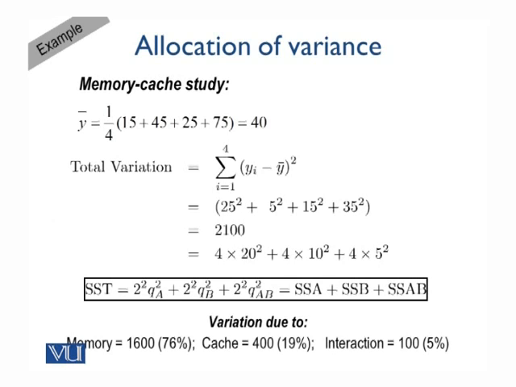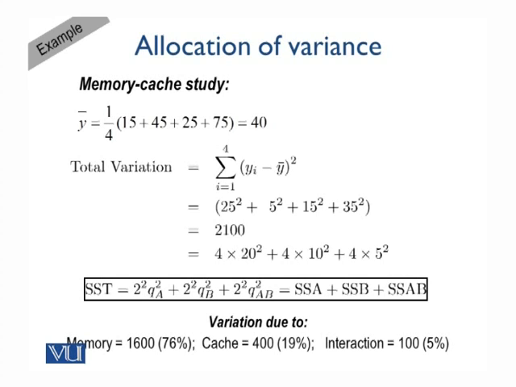So when we calculate the amount of variation explained by memory, this comes out to be 76%. And the variation explained by the cache comes out to be 19%, and the interaction between these two factors is 5%. So from our analysis, it appears that memory is the most important factor. And if we had to, for example, put money on just one factor, it has to be memory. And that's the whole exercise of this analysis, trying to find out what the most important factors are.